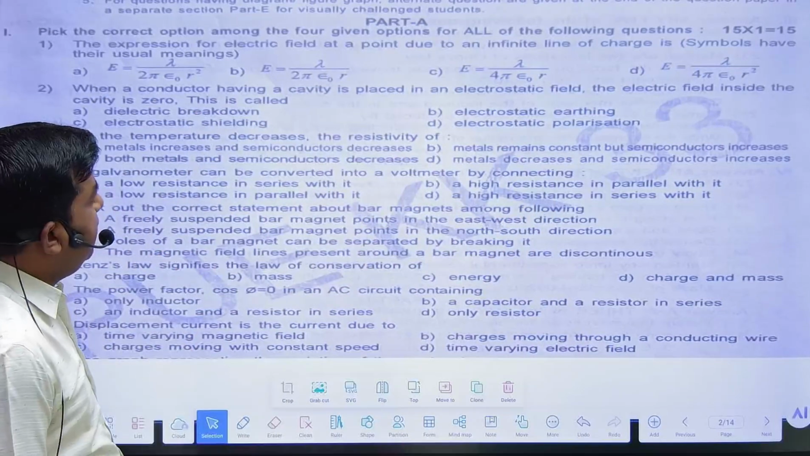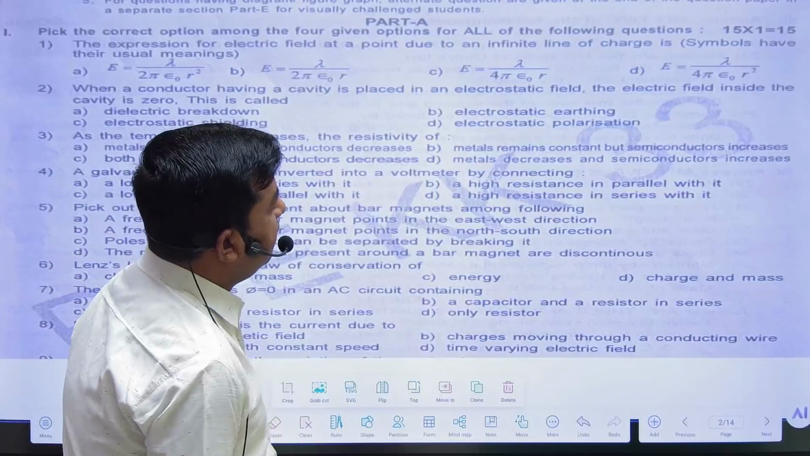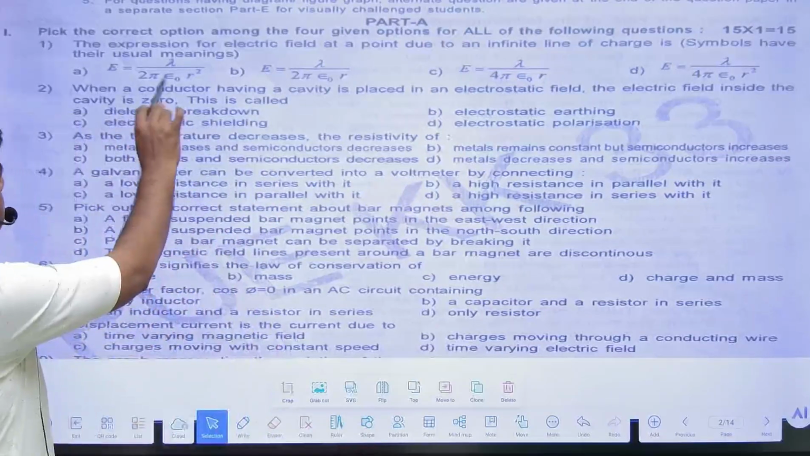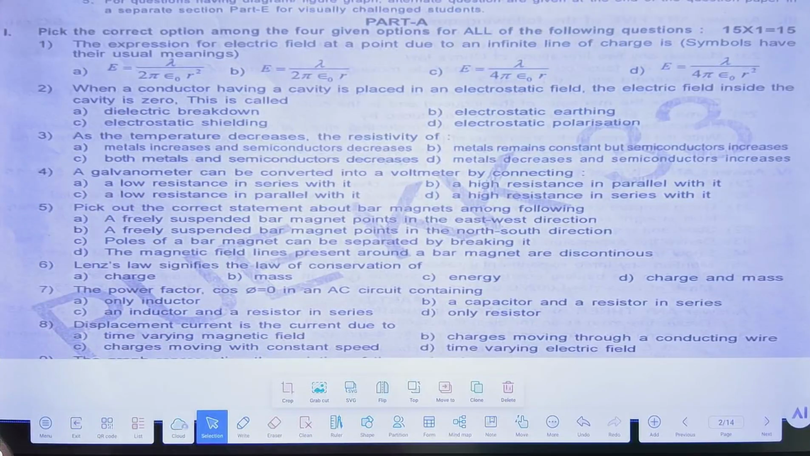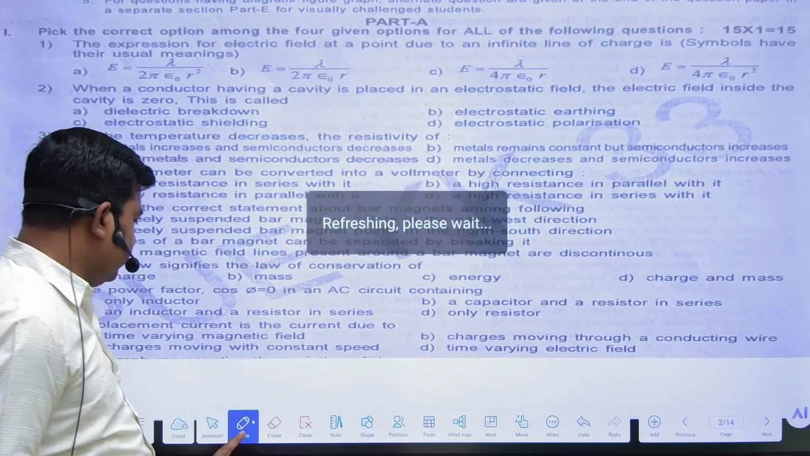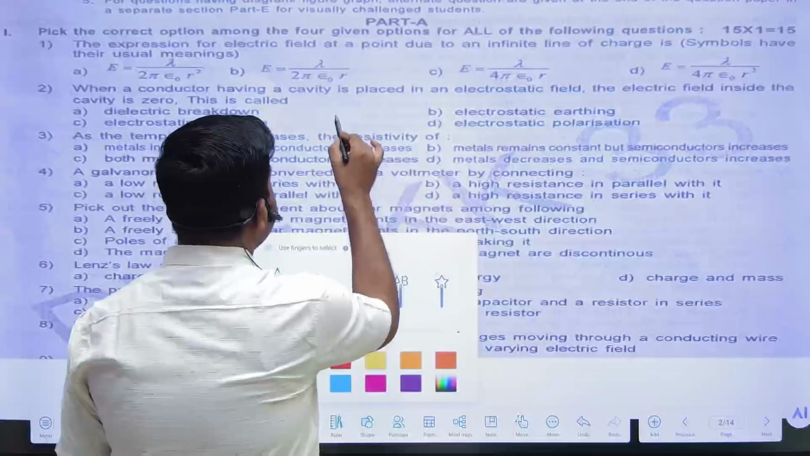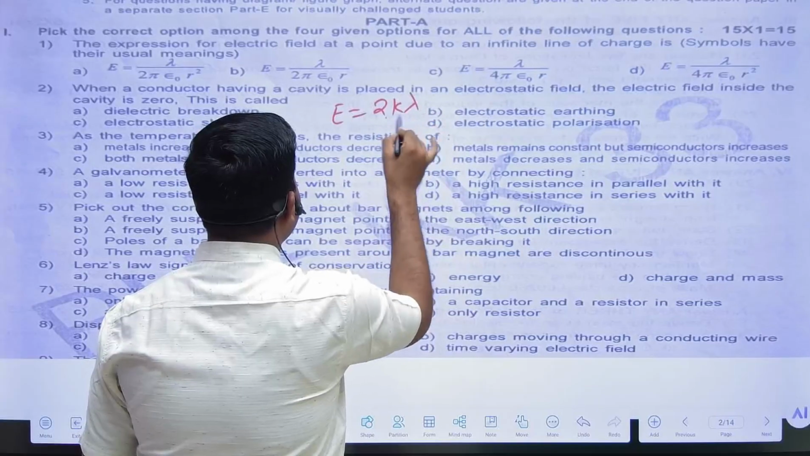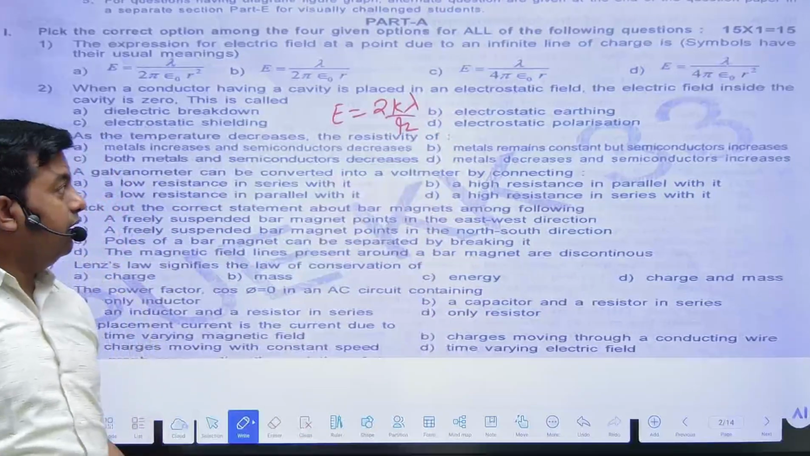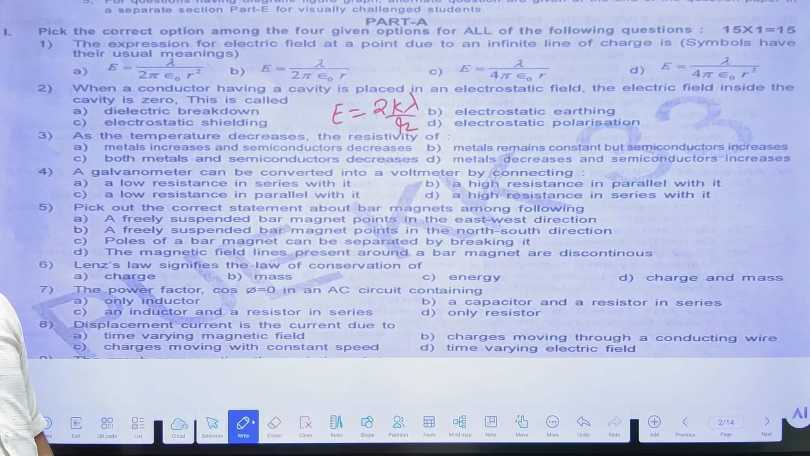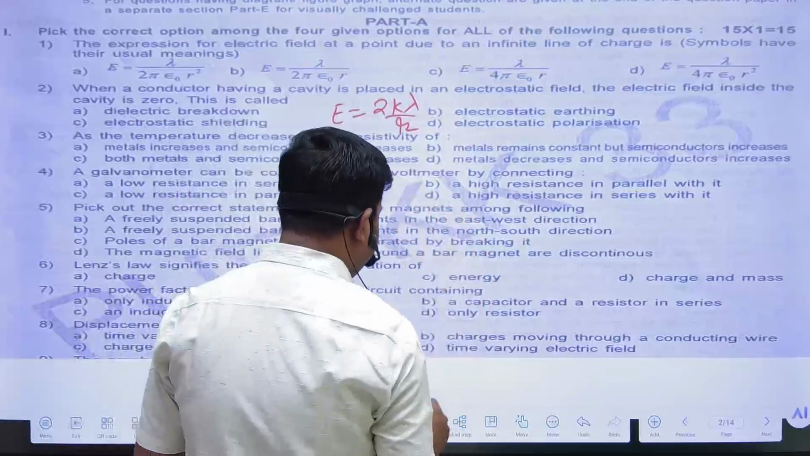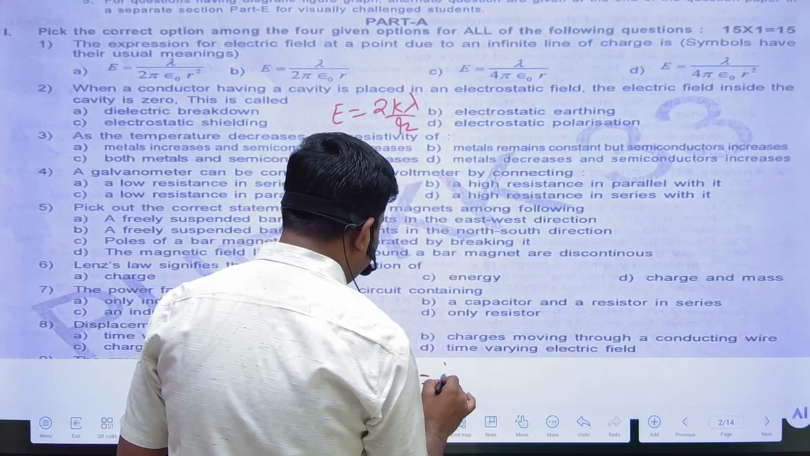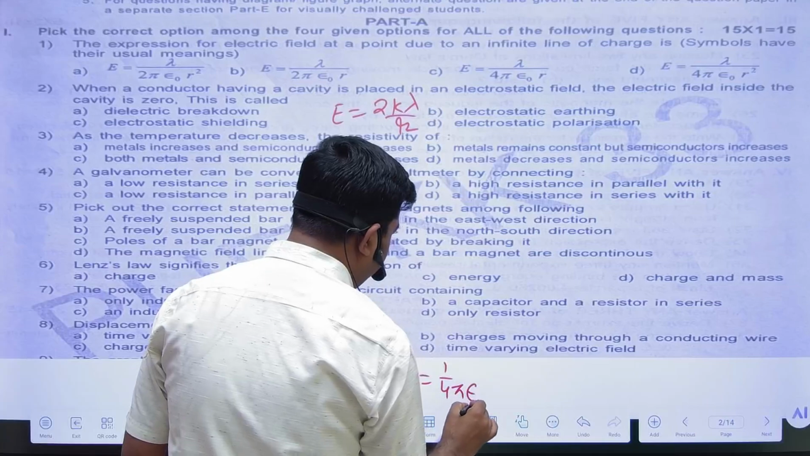The expression for electric field at a point due to an infinite line charge, where symbols have their usual meaning. So the electric field due to the line charge, we know its formula is E equal to 2kλ by r. If we put the value of k, what is it? k is equal to 1 upon 4πε₀.